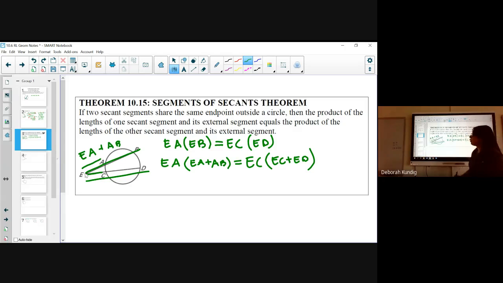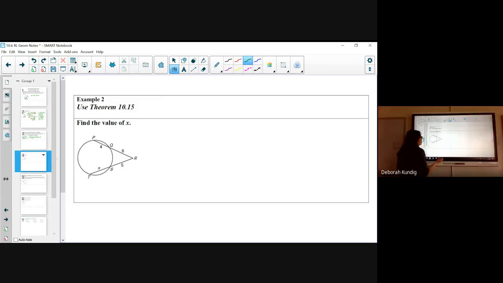This is a little bit different than the other one. It's not just the outer times the inner. It's the outer times the whole thing. So you're going to have to add those two pieces together, then multiply it by the outer piece. So for example, if I have this one, the outer piece is 6. And I want to change the color. So the outer piece is 6.